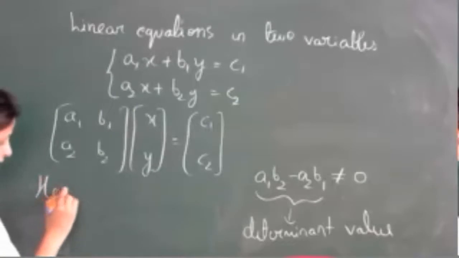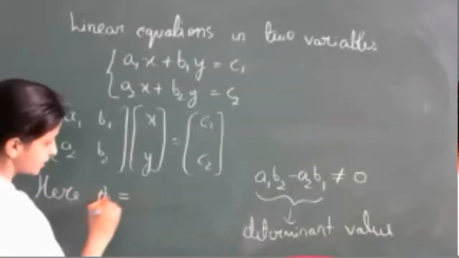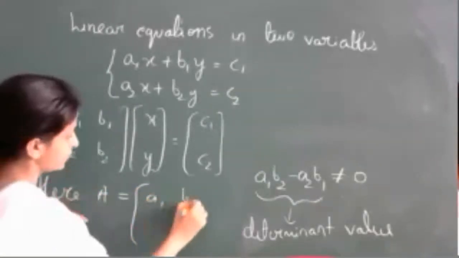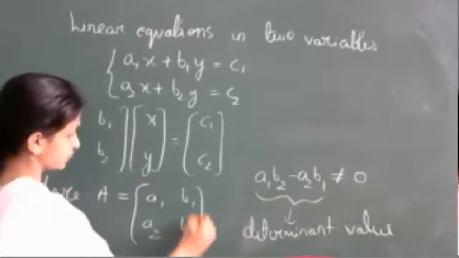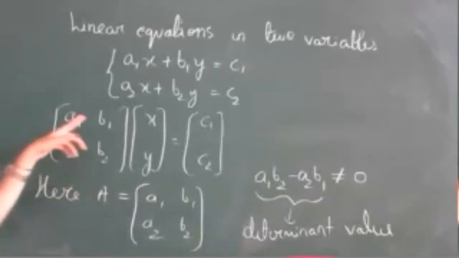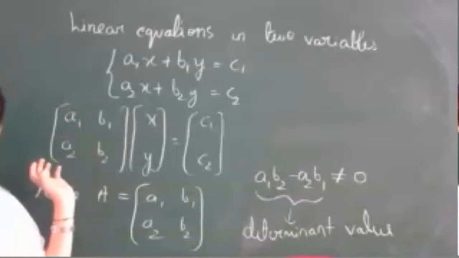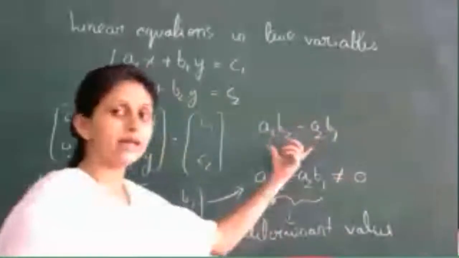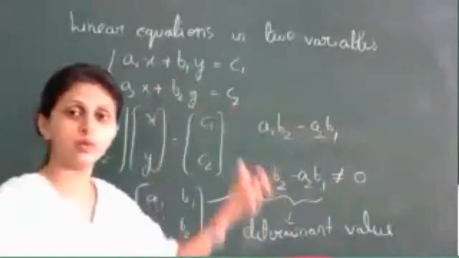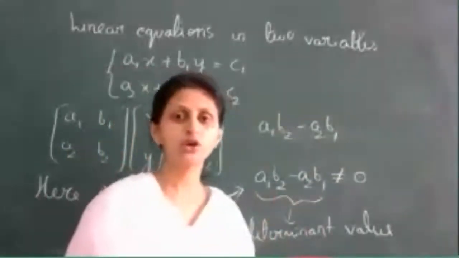So here you can see my matrix A is nothing but A1 B1, A2 B2. It consists of all the elements, meaning it consists of the coefficients of the variables. So what does this determinant tell us, students? A1 B2 minus A2 B1 will tell me whether the system of linear equations will have a unique solution or not.